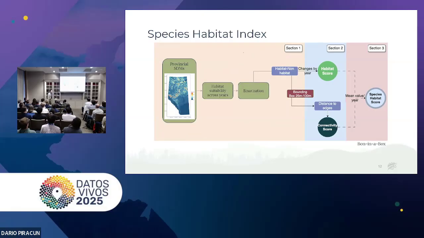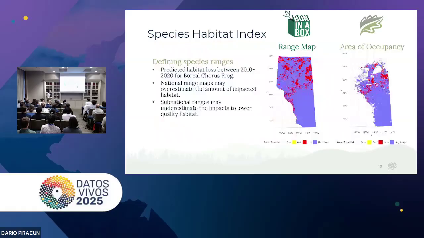Again, what if we fully replace that first part of the pipeline, the bounding box? Instead of relying on range maps, we just rely on SDMs. The way that we've built our SDMs, they're sensitive to land cover type, but also forest structure. As forest ages or burns, the habitat suitability for a species is going to change. And it's also sensitive to a wide variety of human disturbances, like energy development, forestry, and agriculture. We can use this to define habitat and non-habitat, and again, we get a habitat score and a connectivity score through the bounding box pipeline.